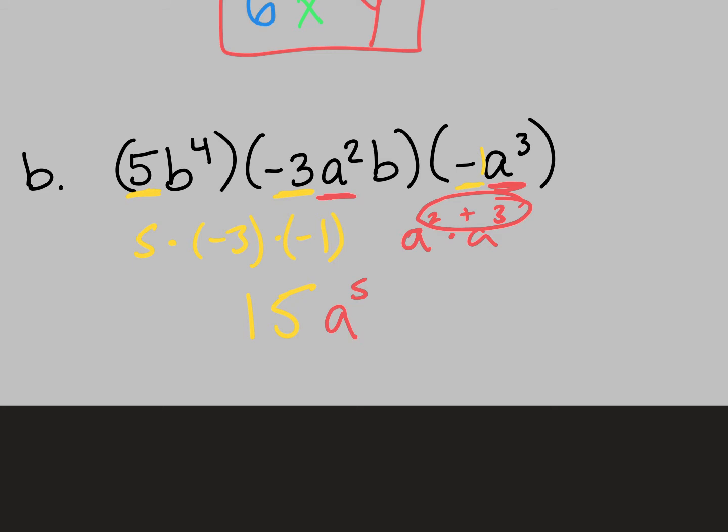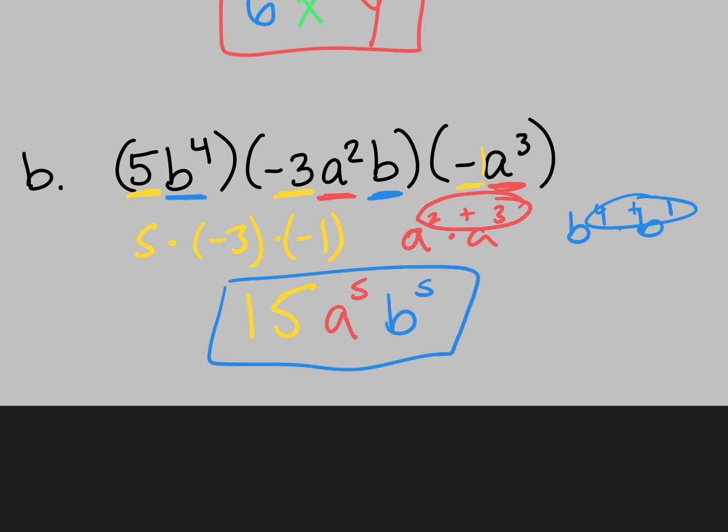And then I can multiply the b's. So I have b to the 4th power times b. What's the exponent on that second b? 1. What do I do to the exponents? Add them. So 4 plus 1 is 5. So my answer is 15 times a to the 5th power times b to the 5th power.